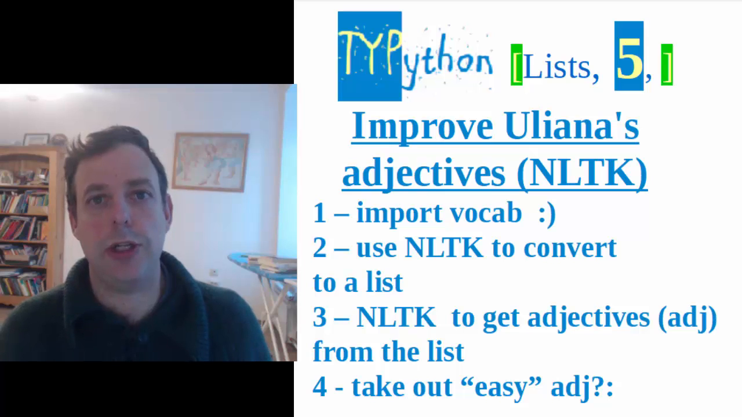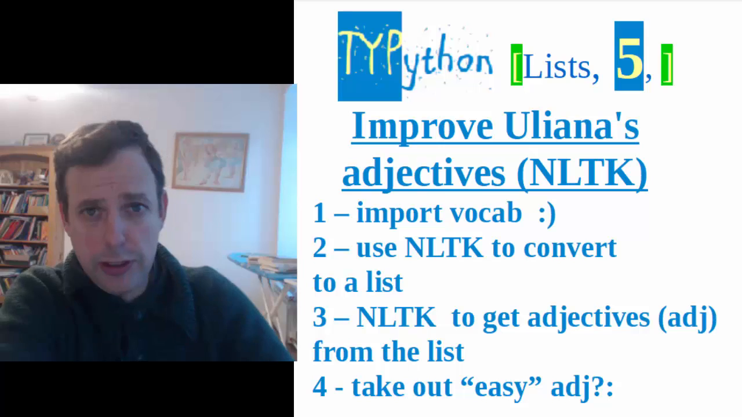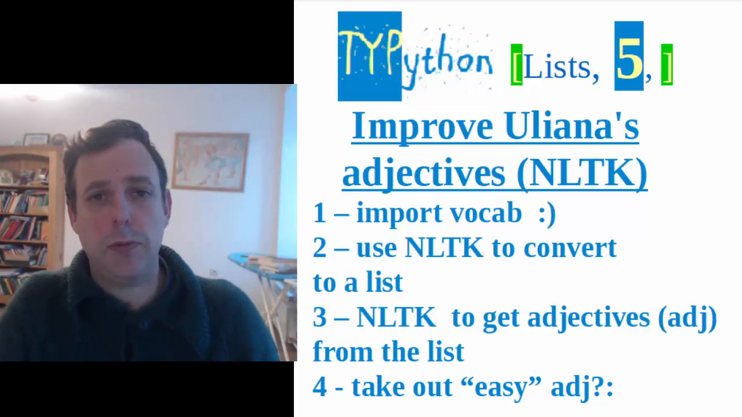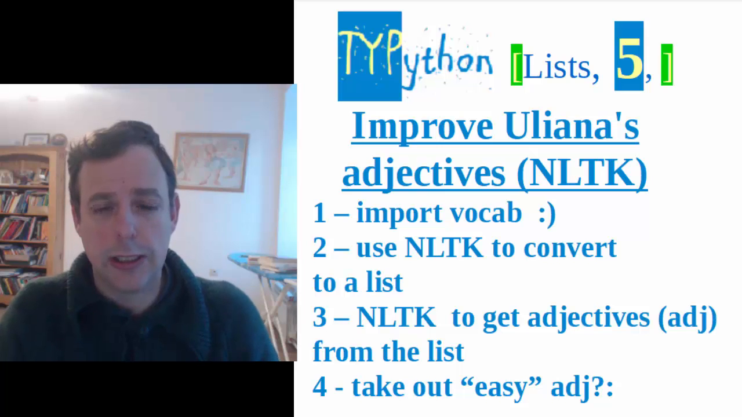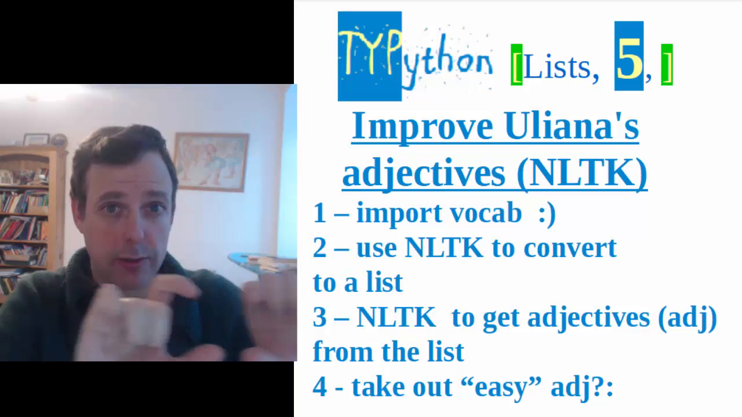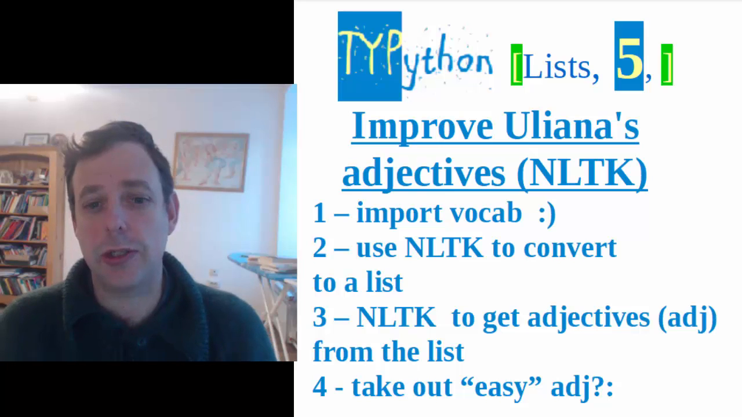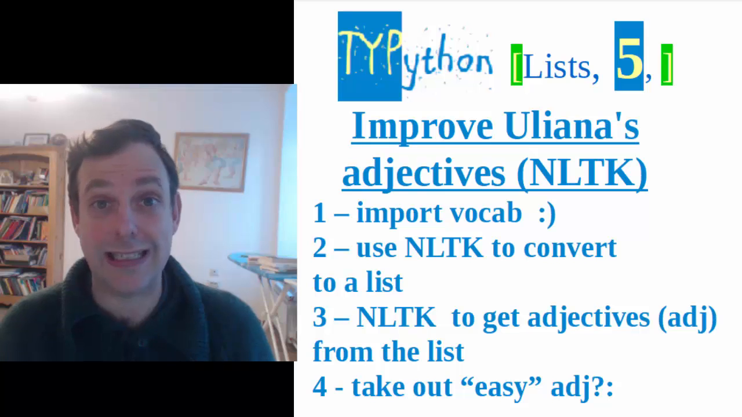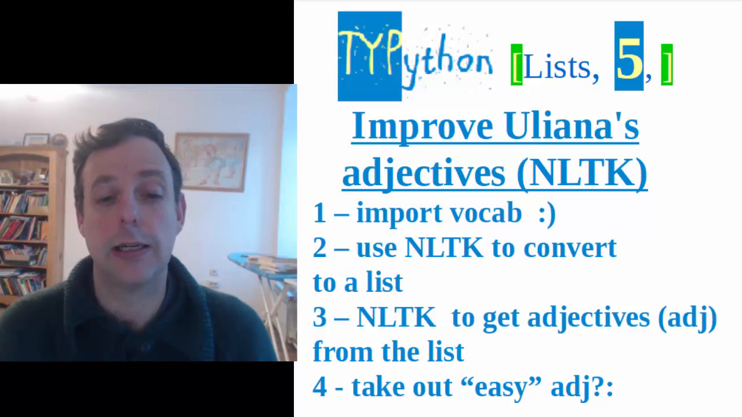Okay, so step number 1, to help Uliana use these adjectives, we need to import the vocabulary from her list into Python. I'm going to put it in a text document and then import that text document. Step number 2, we're going to use a library called NLTK to convert it to a list. Before we were using the Python programming .split in the 2 brackets to convert it to a list. But NLTK is excellent for working with what's called natural language, NLTK, Natural Language Toolkit.